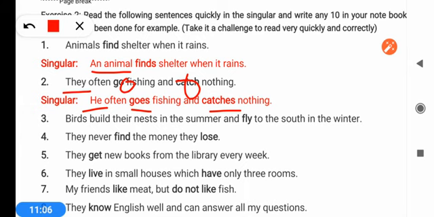Let me do the third one also for you. Birds. So singular we have to change, so a bird. A bird builds its nests in the summer and flies to the south in the winter.